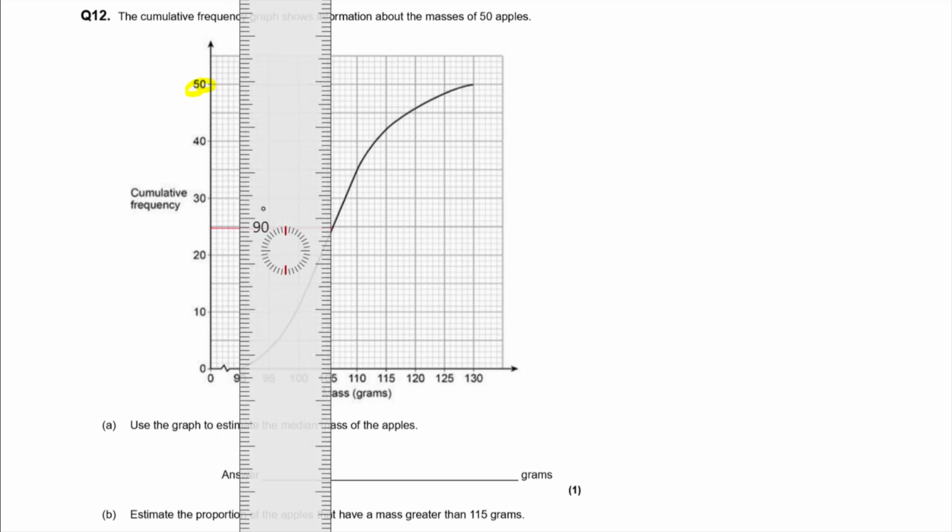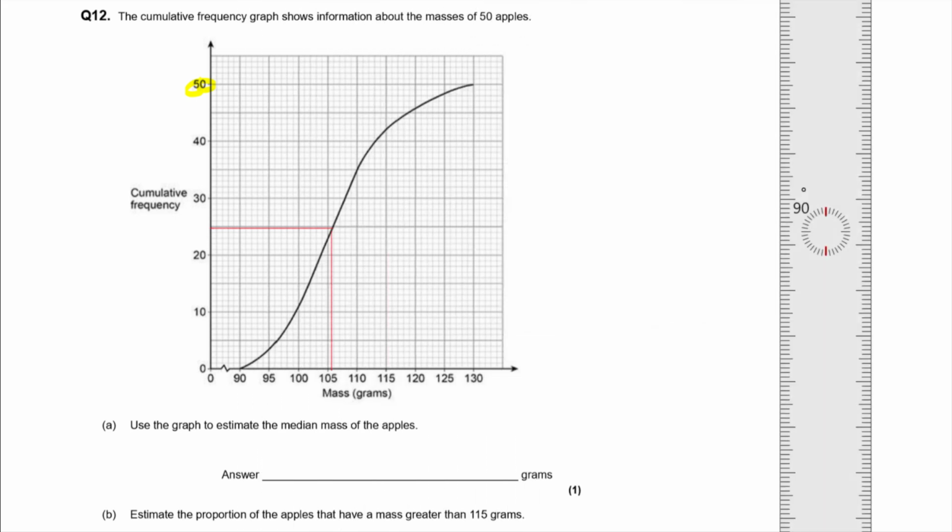You can see that's one little square past 105, isn't it? So I'm going to read that. One little square past 105. We've got 105, 110, 5 divisions. Each division is 1. I think that is going to be 106 then, isn't it? 106.